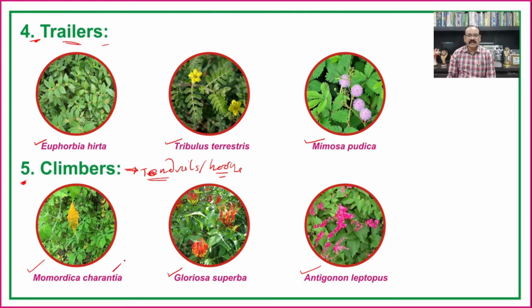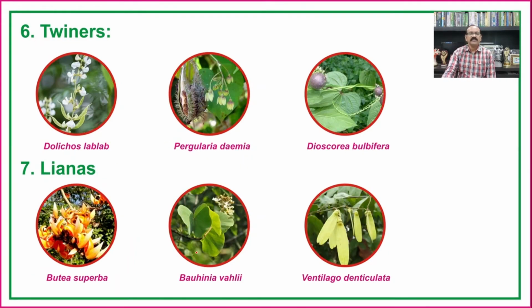In Momordica charantia, there is a presence of a tendril, which is a stem tendril. In Gloriosa superba, there is a leaf tendril, which develops from the apex of the leaf. And in Antigonon leptopus, the terminal part of the inflorescence grows into tendrils. The next one is the twiner. There is a distinct difference, as we have said.